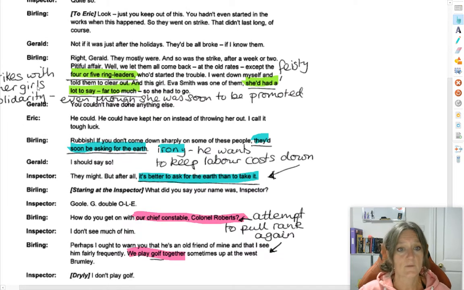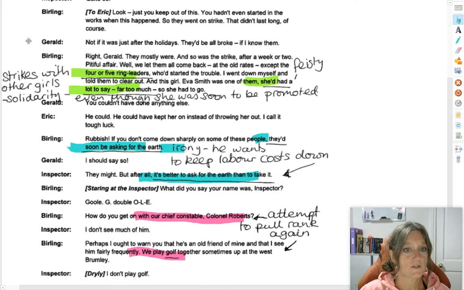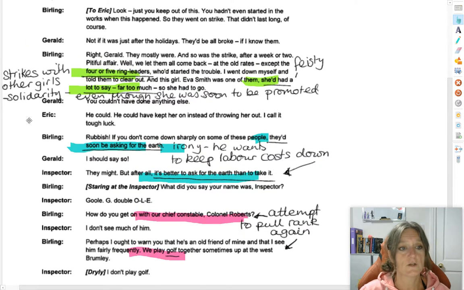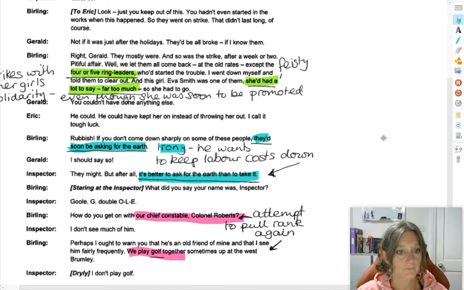Anyway, Birling says there were four or five ringleaders. And Eva Smith, she'd had a lot to say, far too much. She had to go. And I like Eva Smith here. As I said previously, she probably knew she was up for a pay rise, so she just had to sit tight for a couple of weeks and ignore the strike. She didn't have to get involved, but she showed solidarity with the other girls. She led the strike. She's a feisty character with a lot to say. She wants to get her point across, but she suffered for it in the end by losing her job and her promotion.